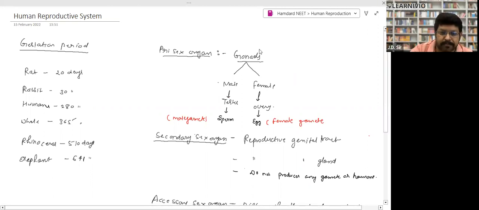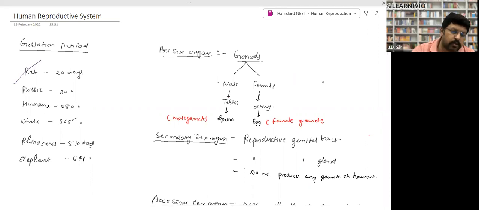That you have to remember. It's important. Now, what is the primary sex organ? What is the secondary sex organ? What are the accessory?